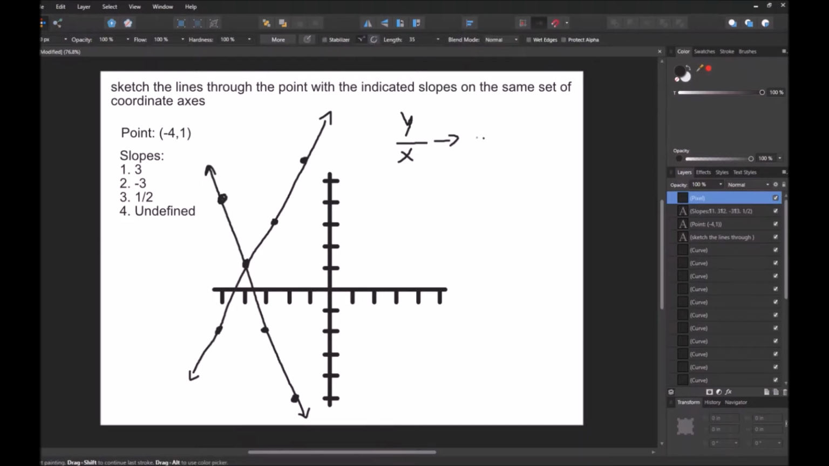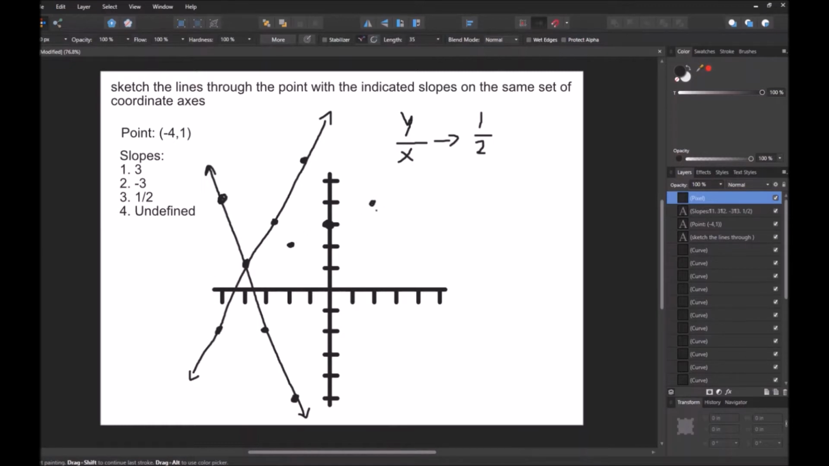For 1/2, now we're looking at a ratio like this. Meaning for every amount we move on the y, we're going to move 2 of that on the x. So if we're at the point negative 4, 1, I would go over 2 to here and then up 1. And I would just keep repeating that. Over 2, because that's the x value, or that's the run, if you will, and then up 1, because that's the rise. I'm just going to keep doing that, over 2, up 1.